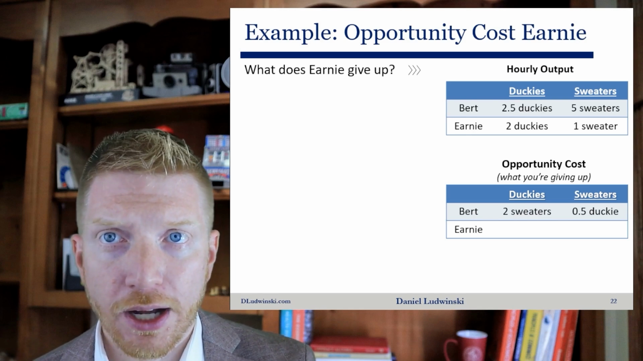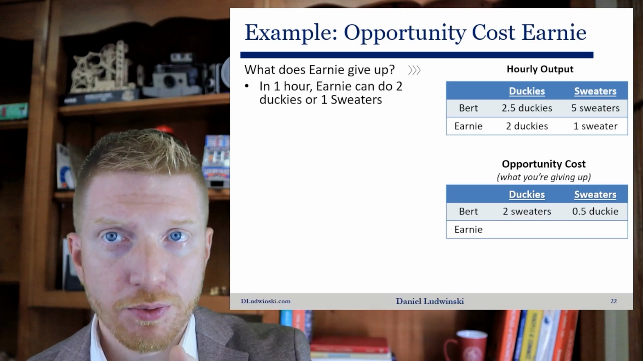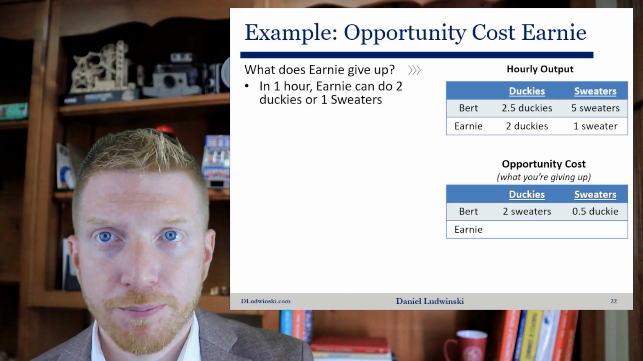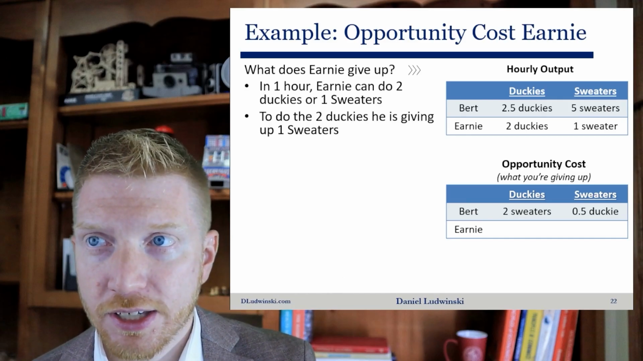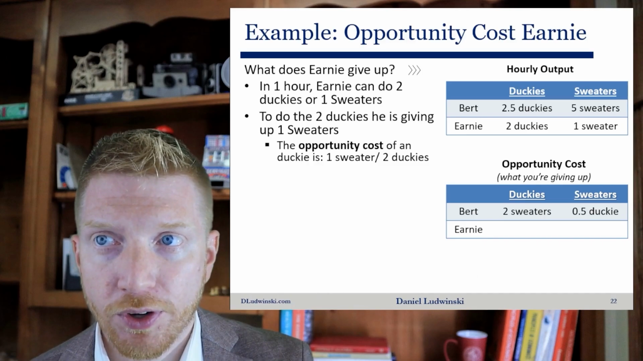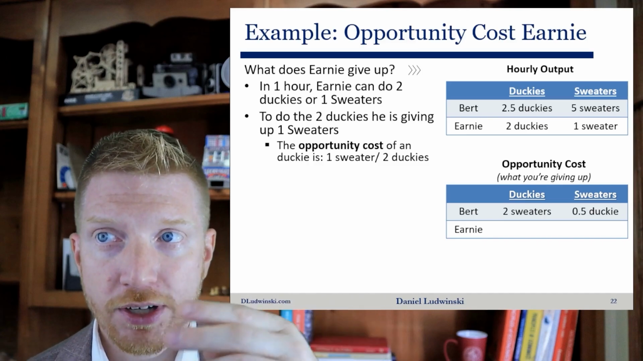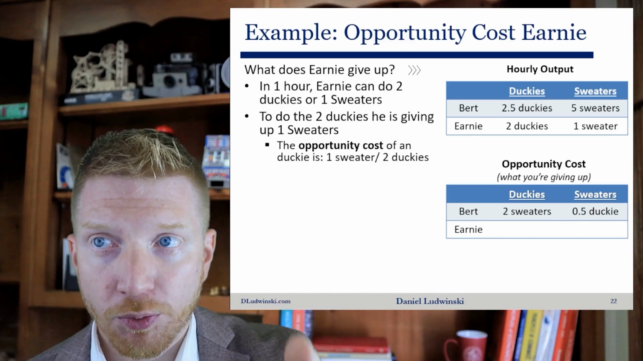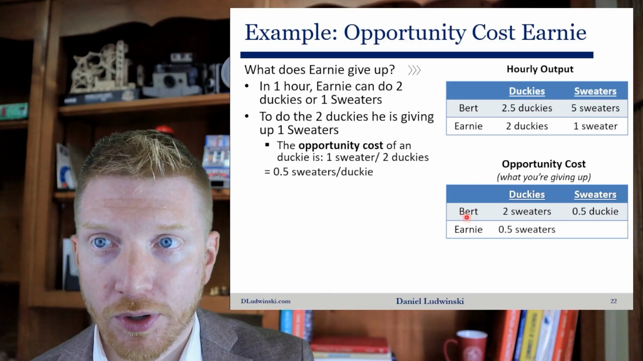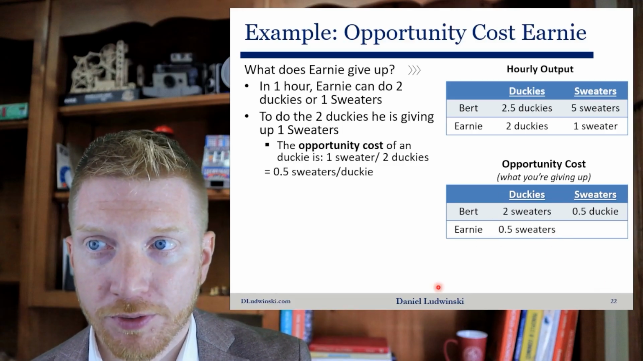For Ernie, in 1 hour, he has the option of either making 2 duckies or 1 sweater. To make the 2 duckies, he's giving up 1 sweater. Therefore, for Ernie, the opportunity cost of a ducky is 1 sweater per 2 duckies, or 0.5 sweaters.